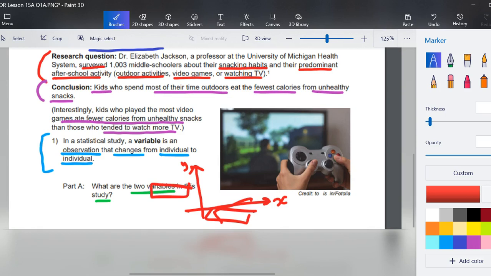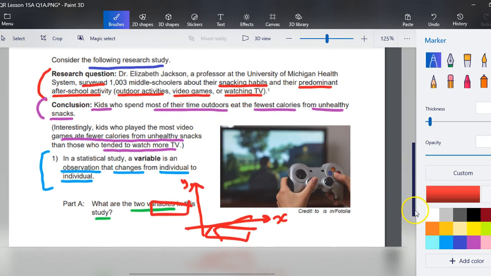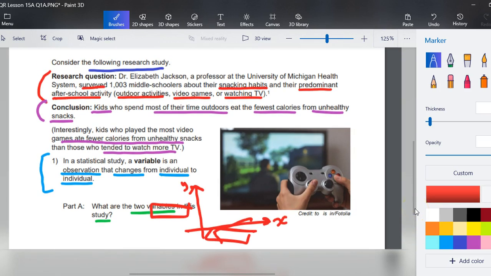And then how to say it generic enough that it is specific enough to cover what's going on in the study. And so looking up here in the study, we are looking at middle schoolers and we see snacking habits and we see after-school activities. There are 3 listed. And then in conclusion, it was an outdoor activity. And then we get a little bit more information, calories from unhealthy snacks.